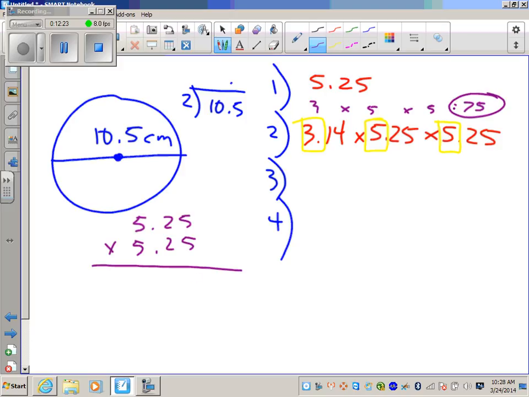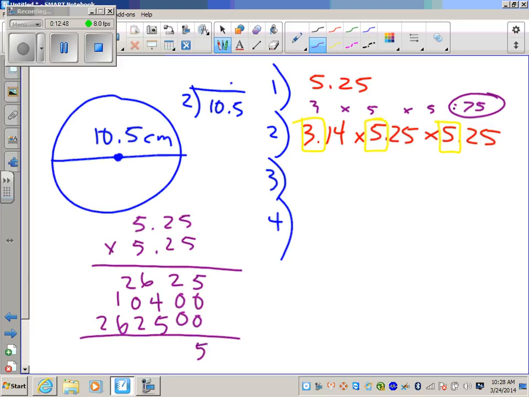So we go 25, 12, 26, drop a 0, 10, 4, 10, 2 zeros, 25, 12, and 26. All right? 5, 2, 15, 5, 2, and how many decimals? 1, 2, 3, 4. 27 point.